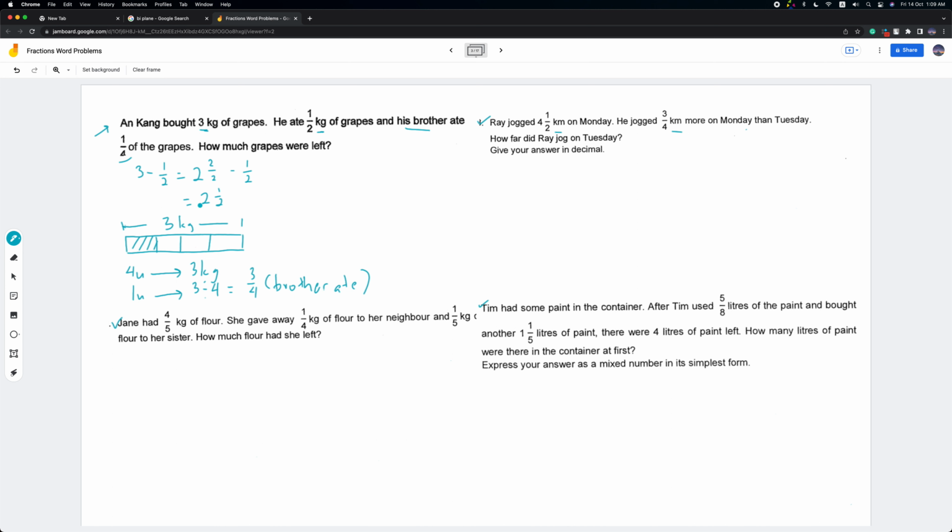Now, we know this is what's left after he ate the grapes, and this is what the brother ate. So the next part will be to subtract from what's left. Same method, make a common denominator. Let me write that properly so you won't mistake that as an addition. We're going to multiply by 2 to make the denominator 4. So we have 2 quarters minus 3 quarters.